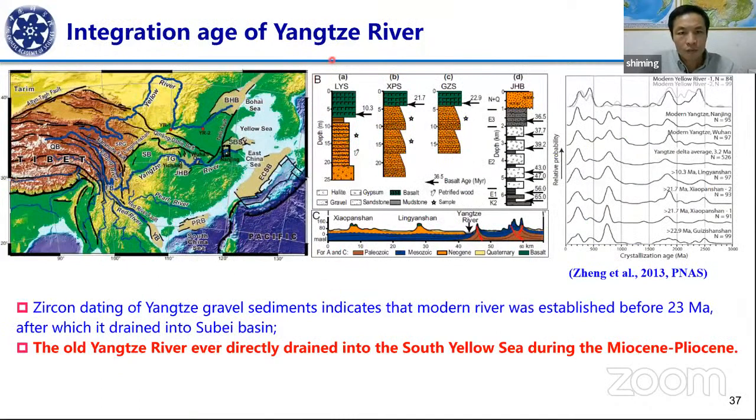And for the Yangtze River, the integration age is very old. A study using zircon dating of Yangtze sediments indicates the modern Yangtze River was established at least before 23 million years ago, in the early Miocene, after which it flowed into the Subei Basin, close to the South Yellow Sea, which is near our study site. So this means the old Yangtze River directly drained into the South Yellow Sea during the Miocene and possibly also during the Pliocene. So this is the big background.